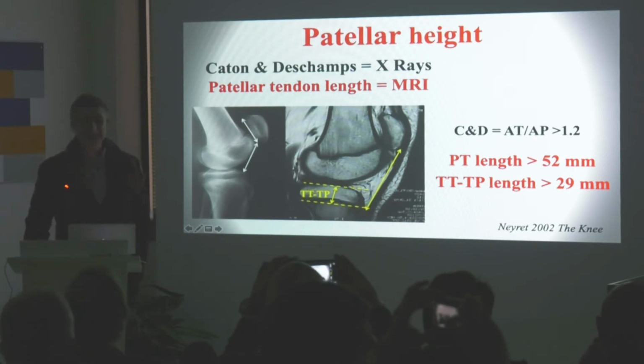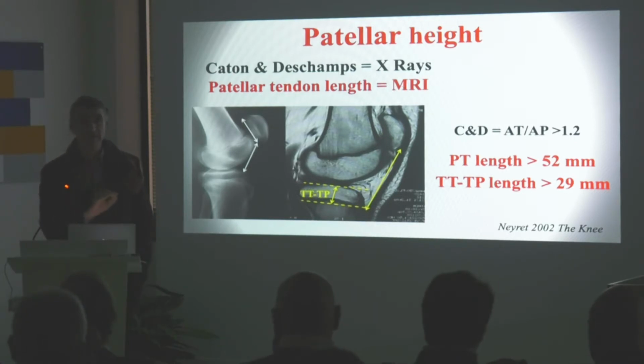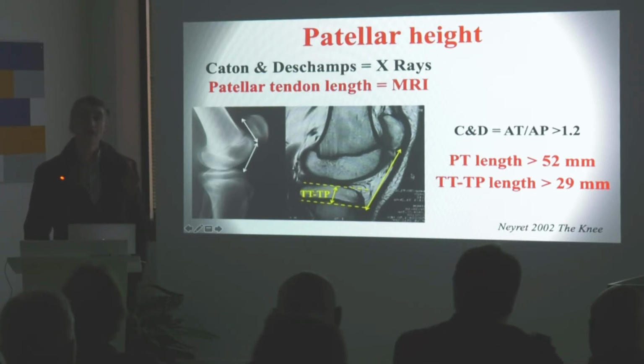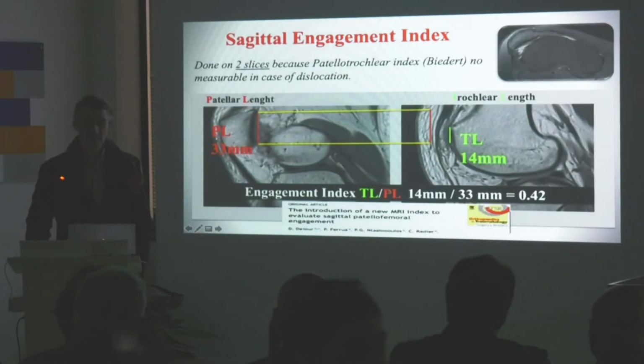When you have a patella alta, you know that the patellar tendon insertion is always at the same level. The insertion of the patella is always the same, and when you have a patella alta, you have a long patellar tendon, more than 52 millimeters. So this is the abnormality of a patella alta.